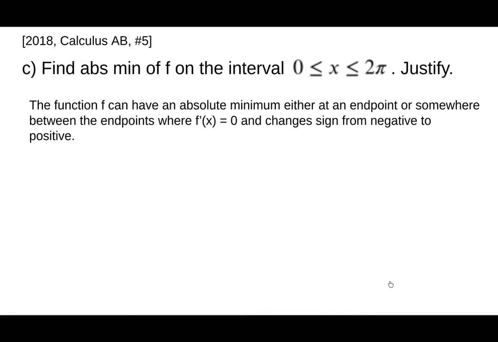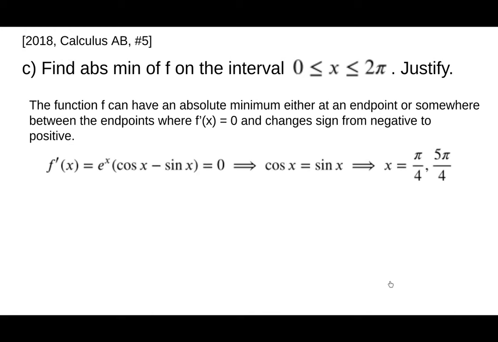Notice that the function e to the x times cosine x is continuous on 0 to 2 pi, so we don't have to worry about any discontinuities. It's differentiable on the interval from 0 to 2 pi, so we don't have to worry about there being some point where it's not differentiable, but it still changes sign. We don't have to worry about any of that here. So we're just looking for values of x where f prime of x is 0 and changes sign from negative to positive.